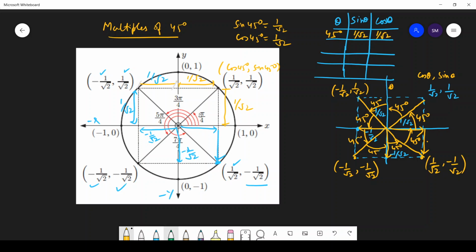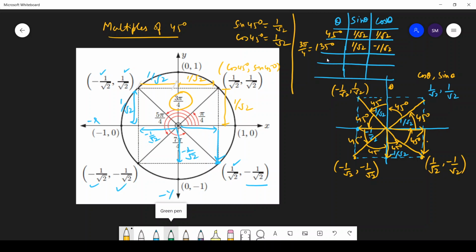Then we reach here, 45 and then 45 plus 90, 135 degree, right? You can call it 3 pi by 4 also. 3 pi by 4 radian is equal to 135 degree. So what are these values? Cos is minus 1 by root 2 and sine is 1 by root 2.